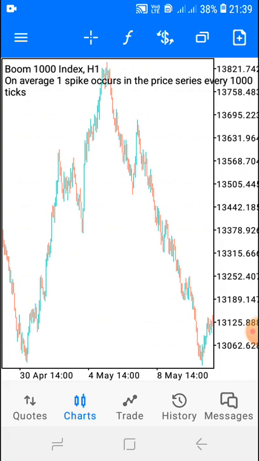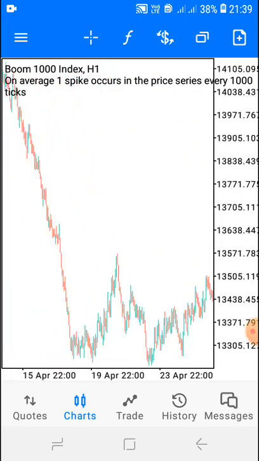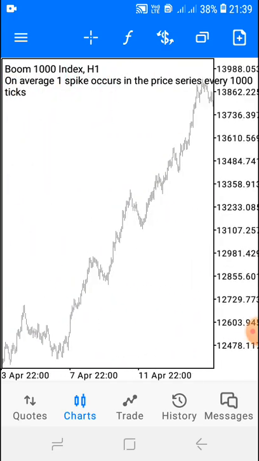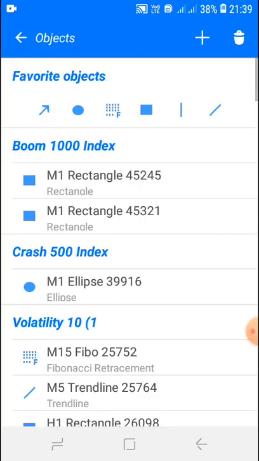If you have a spike strategy, you want to make sure that the market is moving in an uptrend on the 1 hour time frame before using the spike strategy on the 1 minute, 5 minute time frame.